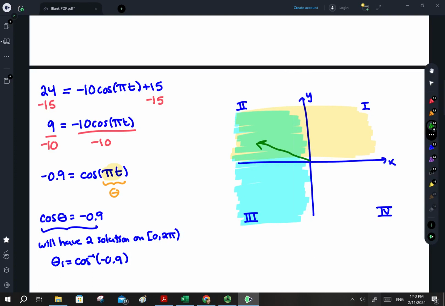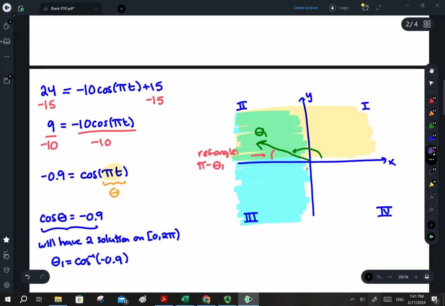So I'm going to sketch in my first solution, theta 1. Now to find my second solution, there's a couple ways to think about it, but one way is to use reference angles. Because theta 1 is in quadrant 2, its reference angle is pi minus theta 1. So what angle would I have to add to theta 1 to make it all the way to pi? Or how much before pi did I stop? So it's the angle between the terminal ray of theta 1 and the negative x-axis.